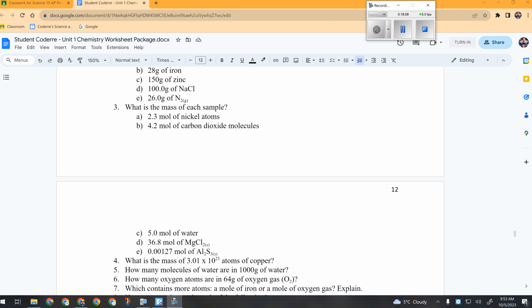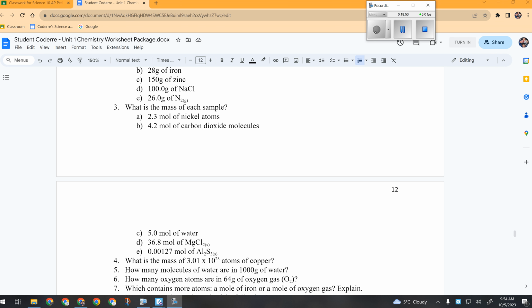So the main question here that I want to address, you guys shouldn't be packing up, there's still 5 minutes left in class, would be question number 7: which contains more atoms, a mole of oxygen gas or a mole of iron? The reason this gives people trouble is because they remember what I told them, which is a mole is always the same amount of particles no matter what you're dealing with. Except this question specifies the particles in question are atoms.